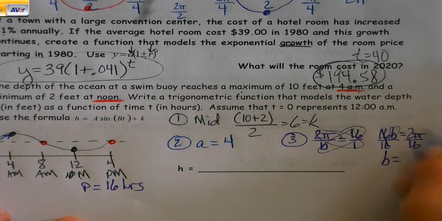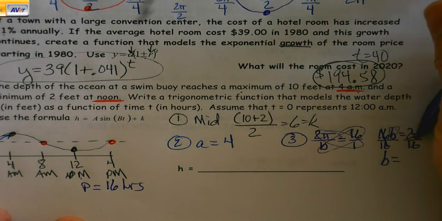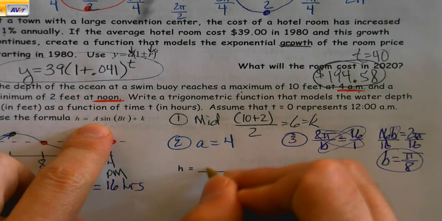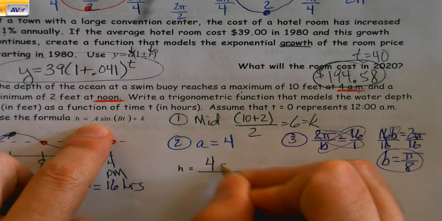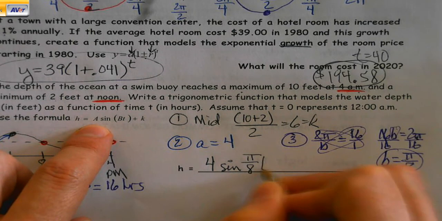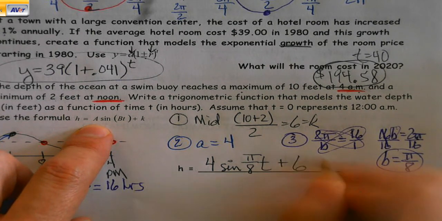And we're going to simplify this. Again, when you're simplifying, we're not putting pi in the calculator. Just the 2 over 16. Math enter to get me an 8. Gets me my B. And so now I've got all my values. A sine of BT plus K.